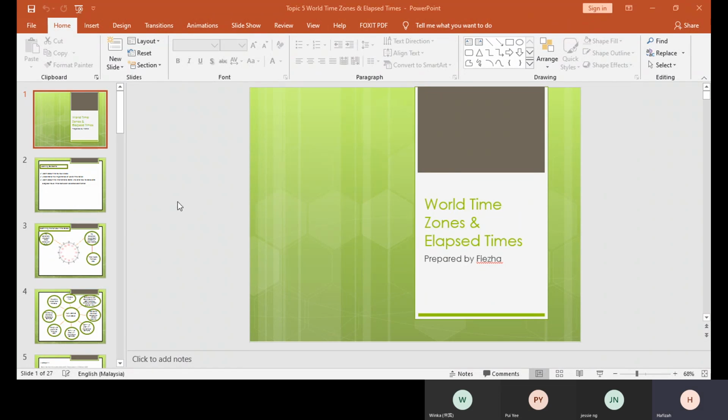Okay, today we will have our new topic, the world time zone and elapsed travel times. This is a new topic under topic number 5. We already covered four topics previously, which are marketing and selling travels with geography, understanding and reading maps, as well as the 3-letter code, and last week we covered planning a travel itinerary.